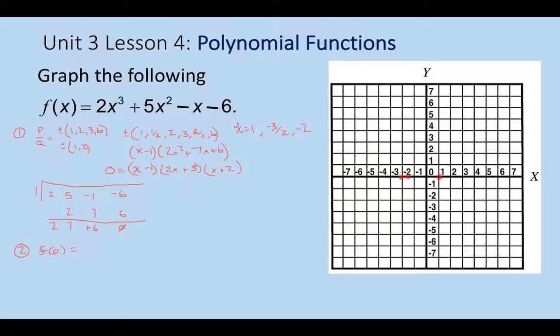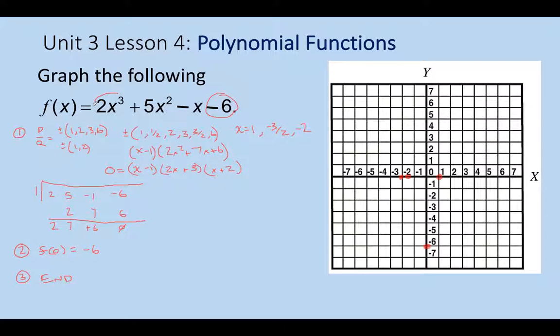When I plug in 0, I wind up with just my constant, so negative 6. Negative 6 is my y-intercept. So I've got the x-intercepts, I've got the y-intercept, and now I take a look at my dominating term to get my end behavior.